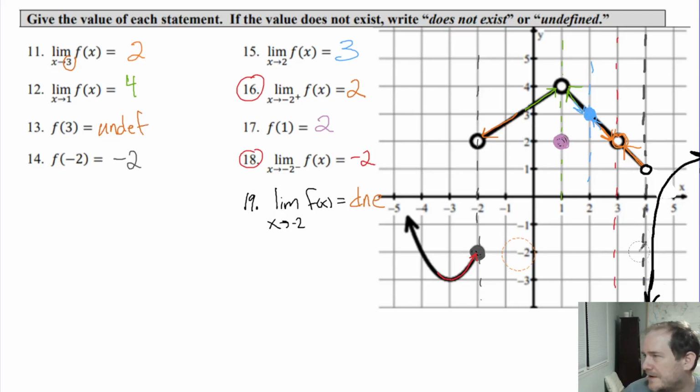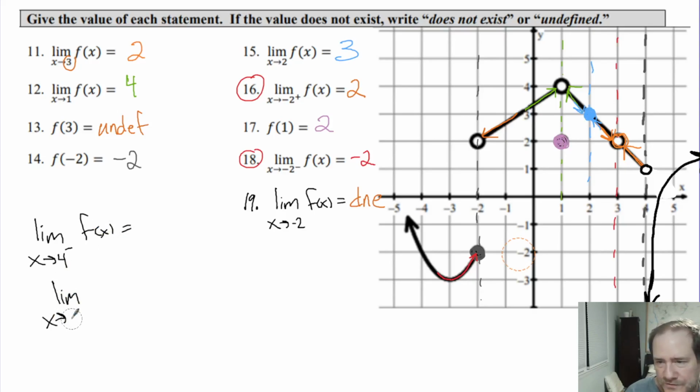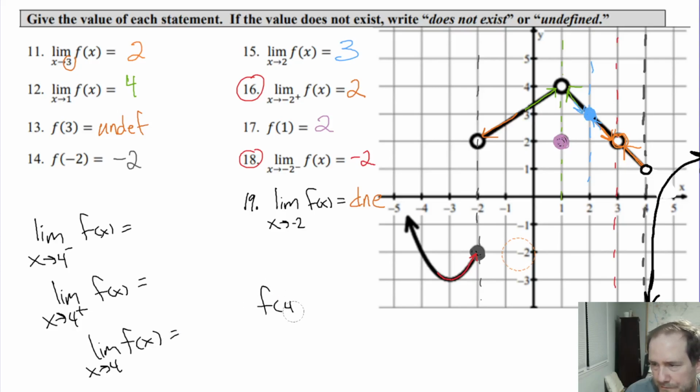All right, if you had this vertical asymptote, then I might ask you, what's the limit as x approaches 4 from the left? What's the limit as x approaches 4 from the right? I might ask you what's the limit as x approaches 4, just in general, bidirectionally. And of course I could also ask you what is f of 4.